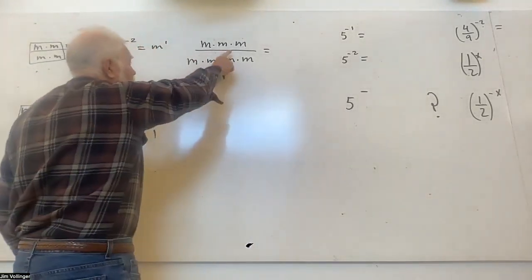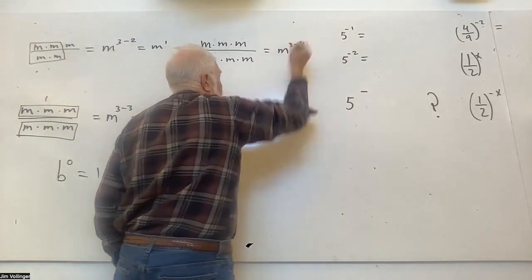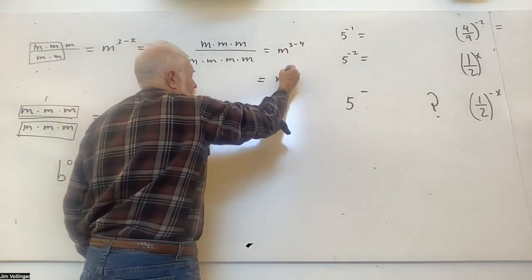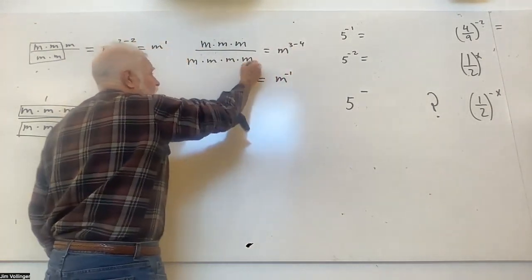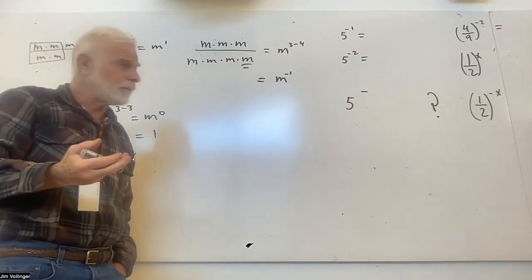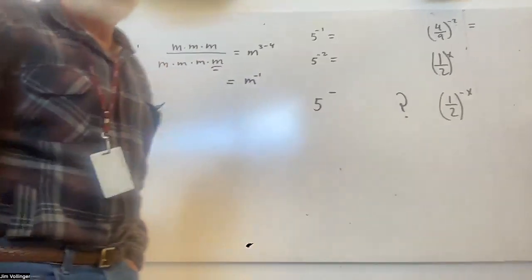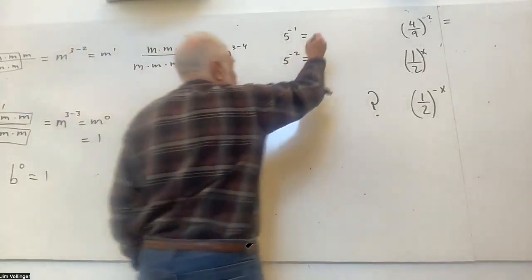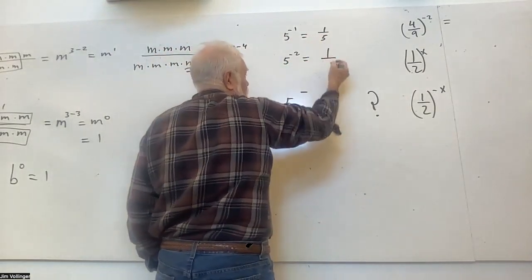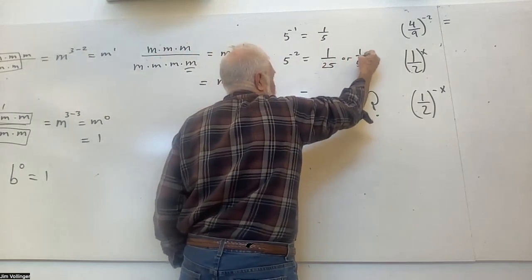All right, so what's the rule still? The rule is you're counting how many factors there are in the numerator and denominator. And so 3 minus 4 is -1. So that -1 means there's an extra factor in the denominator in this situation. All right, and therefore 5 to the -1 is equal to a fifth. 1 more 5 in the denominator. 5 to the -2 is 1 over 5 squared, or 1 over 25. I'll write it as 5 squared.